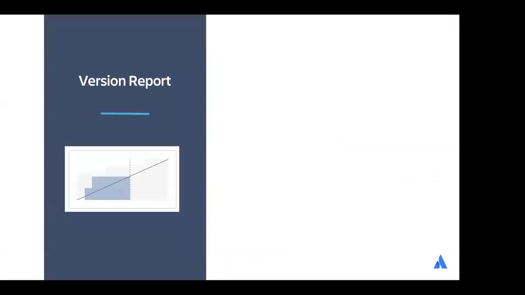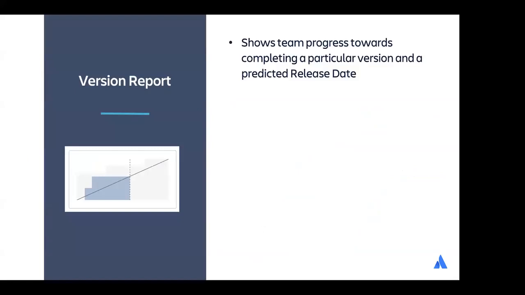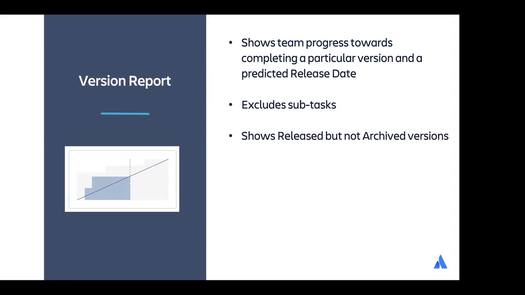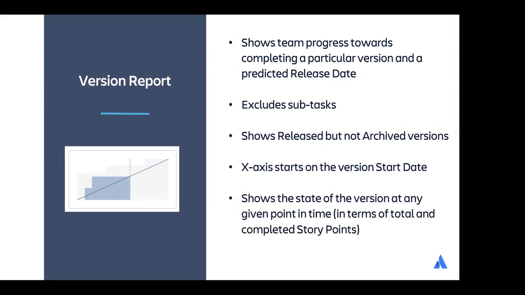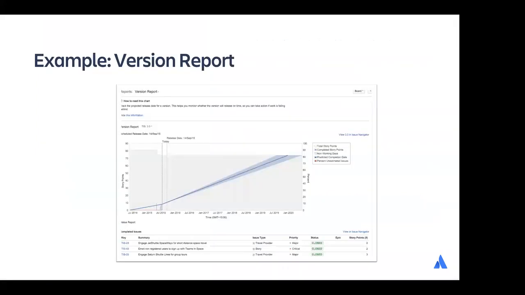Okay, so a quick look at the version report. This shows you the team's progress toward completing a version and a predicted release date. It does not include subtasks, and it's only released versions, but not archived versions if you've archived them. The x-axis shows you the version start date. It shows you the state of the version at any given point in time in terms of the total and completed story points. And again, you can see your scope changes.